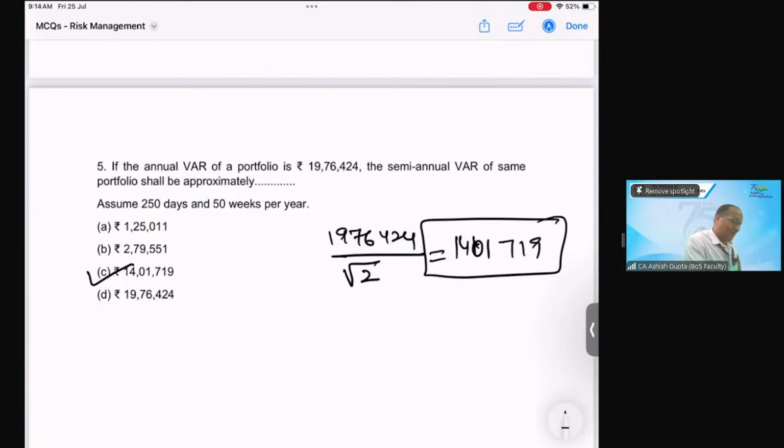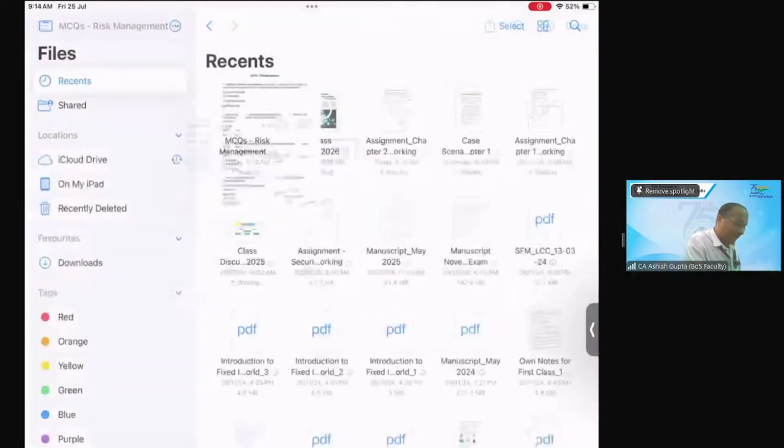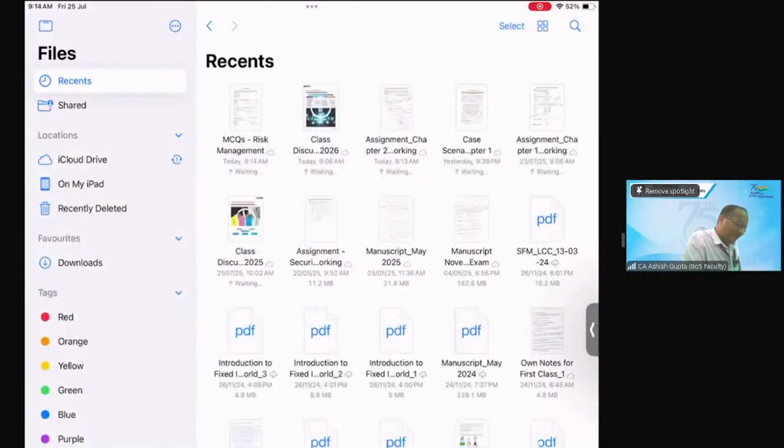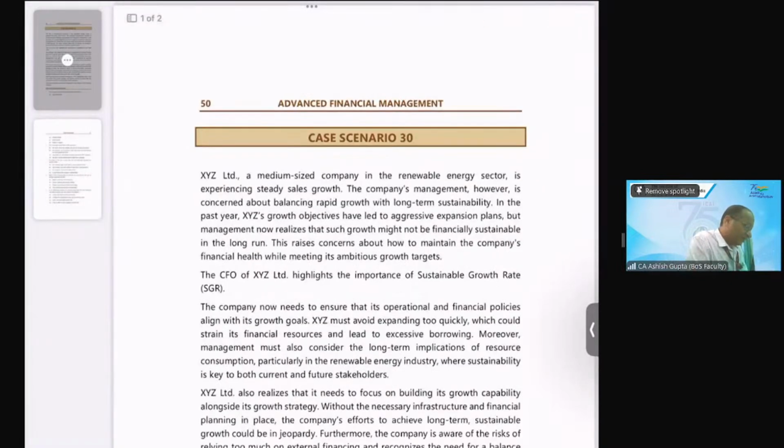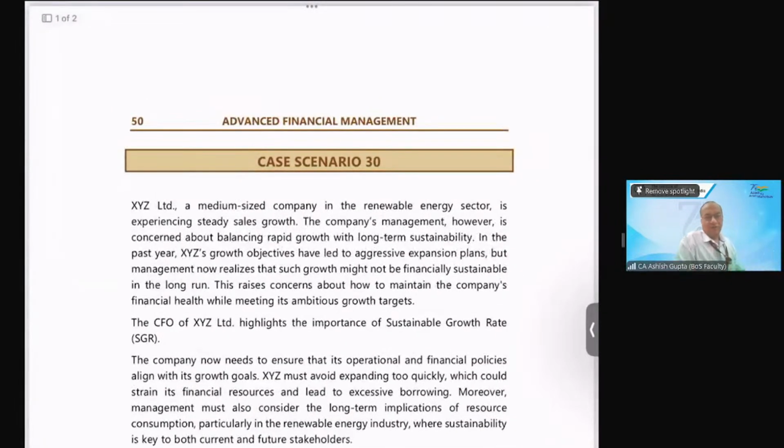Now with this we have come to the end of the MCQ exercise. Now let us take one case scenario, available in your case scenario booklet, or you can download it from the website as well.